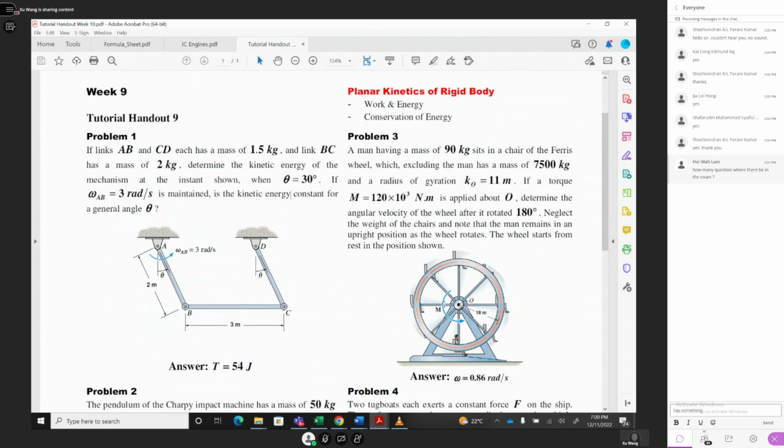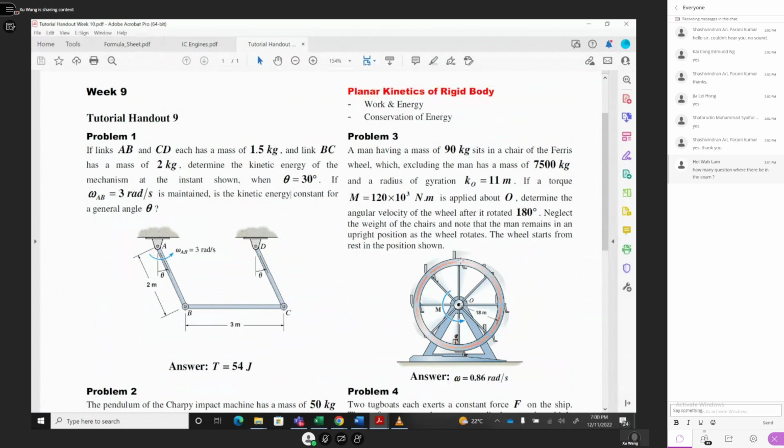Okay, we continue. So how to solve this question 3? Very simple. You have applied the moment and have to rotate 180 degrees. Moment times theta is the external work. This external work will increase the total energy level. At the beginning, this energy starts from 0, right? Start from 0. And then after applying this M times theta, the external work should increase the energy level to the top.